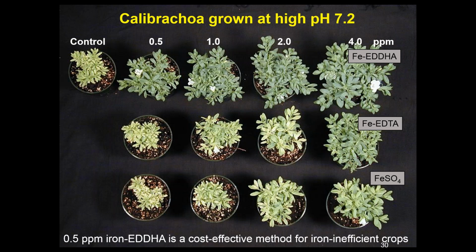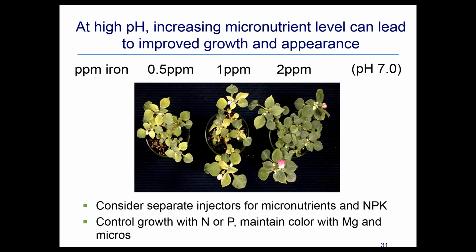Here's another example, calibrachoas, and you can see that when the pH is too high, in order to compensate for that iron deficiency, you have to increase your concentrations. Here we see going from no supplemental iron, 0.5, 1, 2, and 4. You can see that the form and the concentration matter when the pH is off. So you could grow calibrachoas at high pH, but you would have to invest in putting more iron in the most expensive form to make it work.